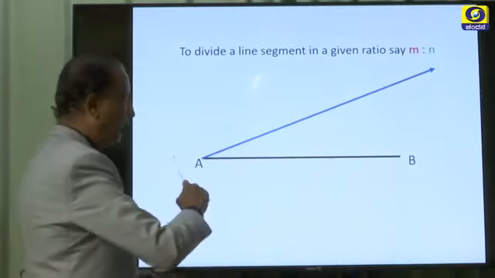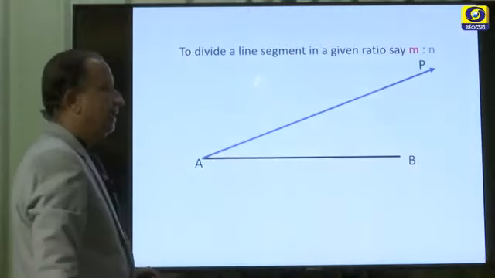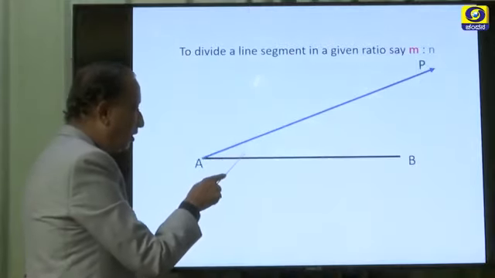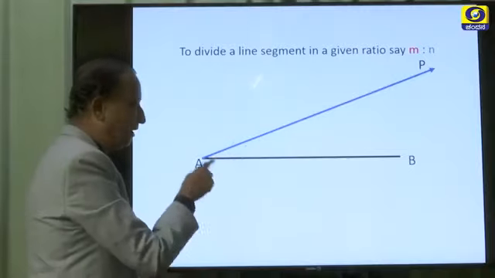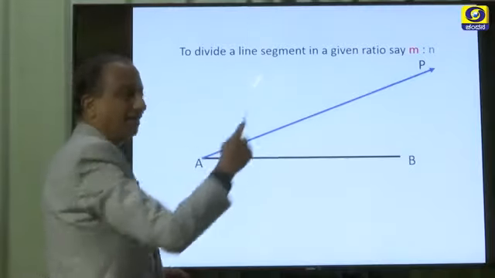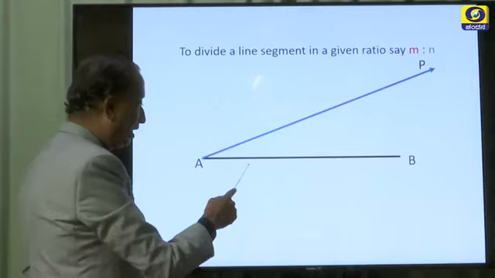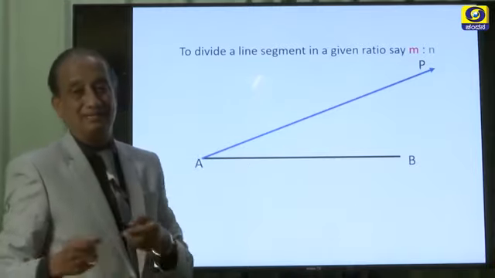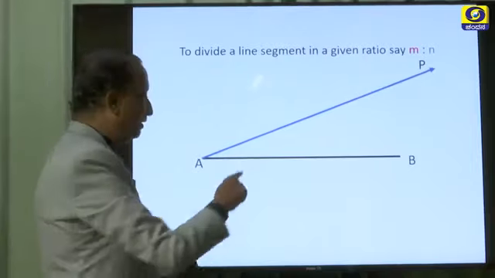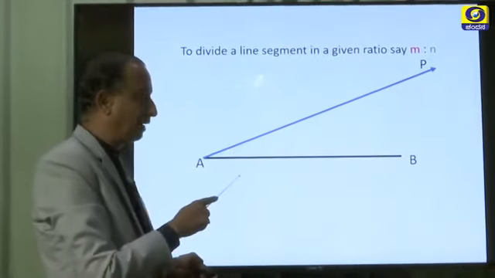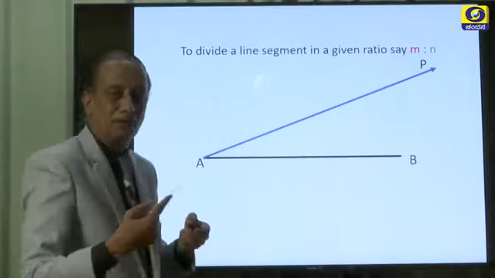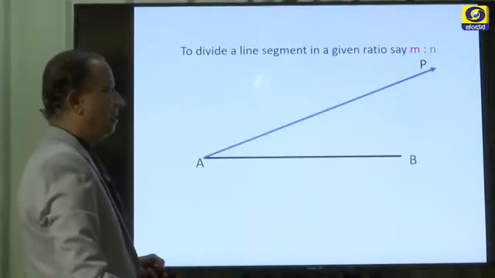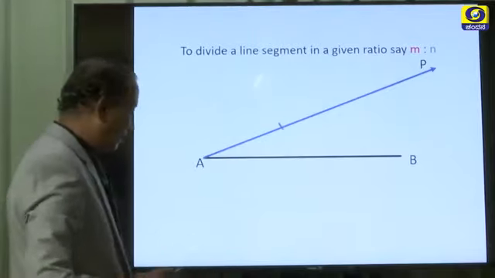So now you draw this ray, call this AP, making a very small acute angle, as small as possible, draw a ray like this. If you draw a bigger angle, it would be very difficult for you to run the set squares. So keeping that point in your mind, draw a small acute angle, as small as possible, maybe around 20 or 25 degrees.